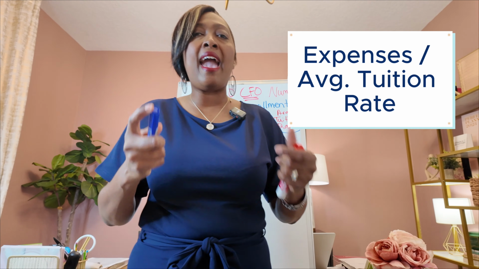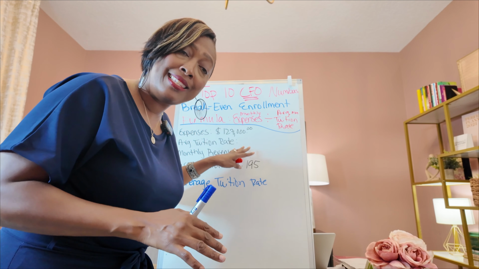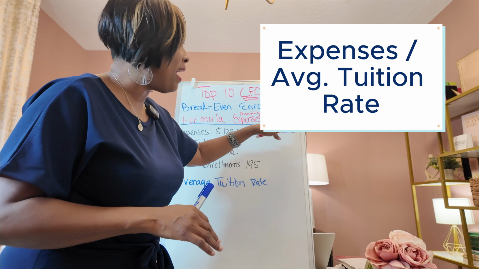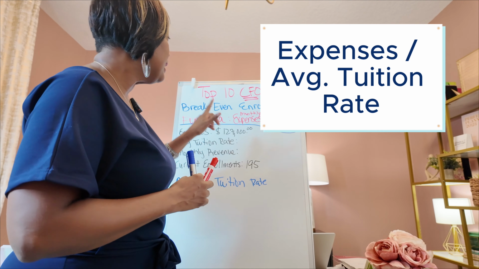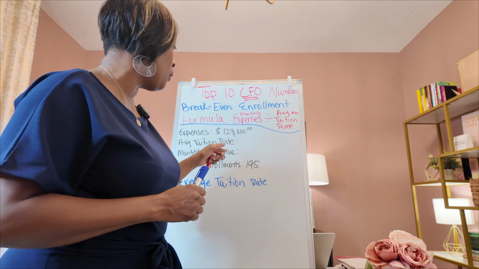That means, what is the average tuition of your building, of your school? The way that you're going to figure that out is not by pulling out your tuition sheet and adding up all the numbers and dividing it. No, that's the wrong way. I'm going to teach you how to do this. So the formula is easy. It's your total monthly expenses divided by your average tuition rate. That will give you your break-even enrollment. But there are some numbers you need to know.